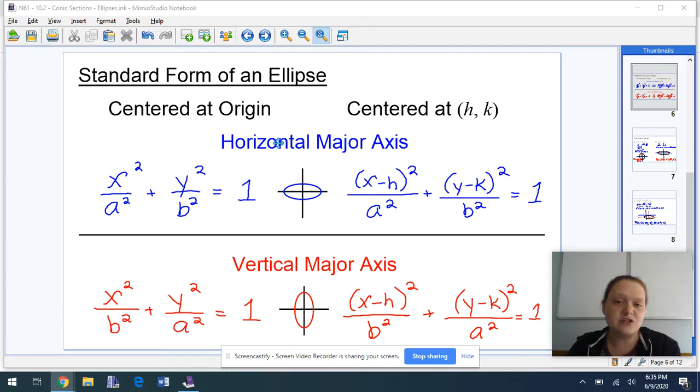Okay. Now, if it's shifted at all, you're going to see parentheses squared, and you'll see x minus a number and y minus a number. And that means that the center is at a different point, h comma k. All right, so if this was x minus 1 and y minus 2, that means the center is at 1, 2. If it's x minus 1 and y plus 2, that means the center will be at 1, negative 2. So the center is just the opposite of the number you see here and here, okay?